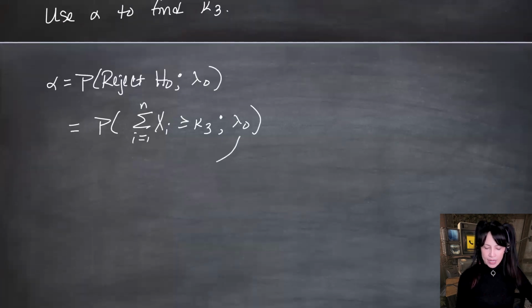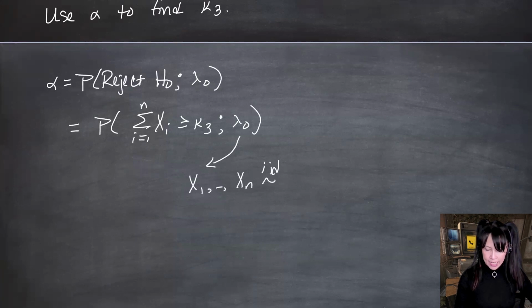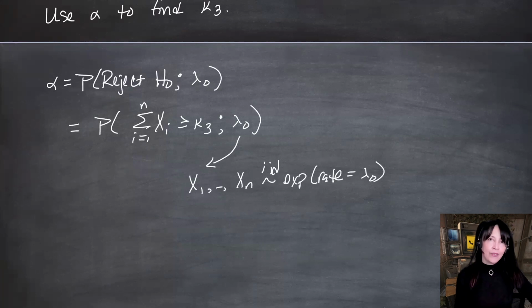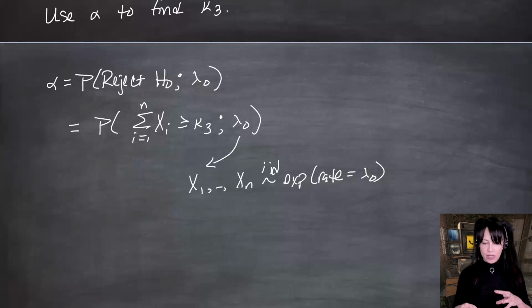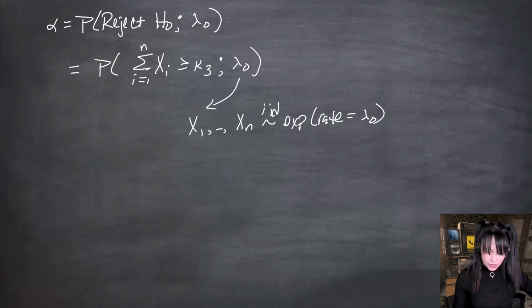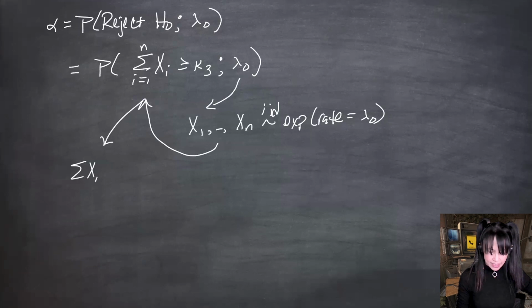Okay, if the parameter is lambda naught, this tells us that x1 through xn is IID exponential with rate lambda naught. I just want to say one more time that there's absolutely nothing new here. Finding the constant is the same as finding the constant always was, but the Neyman-Pearson lemma gave us the statistic we should be looking at and the direction of the test. But if this is true, then this sum of the x's, as i goes from 1 to n, has a gamma distribution with parameters n and lambda.